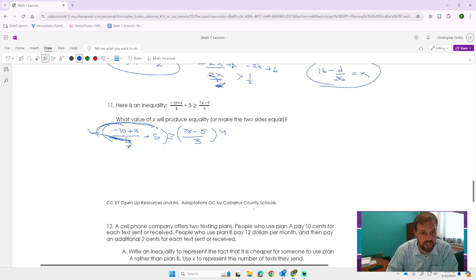So 4 times negative 10 plus x, I'm sorry, the 4's did cancel out, so I'm left with just negative 10 plus x. And then 4 times 5 is 20. And then distributing this through, it doesn't simplify with the 3, so I actually have to distribute it on top. I get 28x minus 20 over 3.